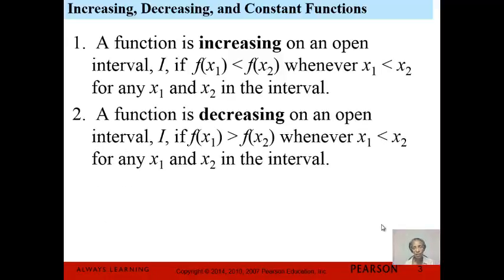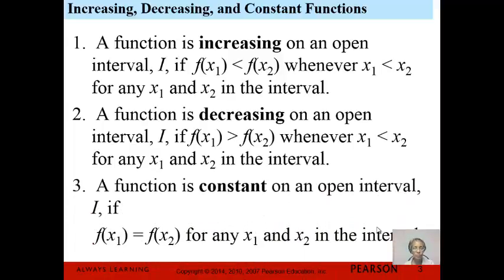A function is decreasing on an open interval I if f of x1 is greater than f of x2 whenever x1 is less than x2 for any x1 and x2 in the interval. And what this will look like graphically is that the function is going downhill. A function is constant on an open interval I if f of x1 equals f of x2 for any x1 and x2 in the interval. And I want to point out here that intervals of increase, decrease, and constancy are always open intervals. So those intervals will never include the endpoints.